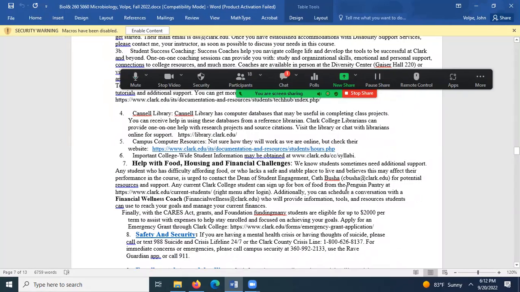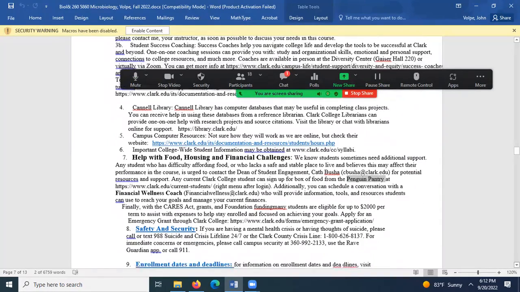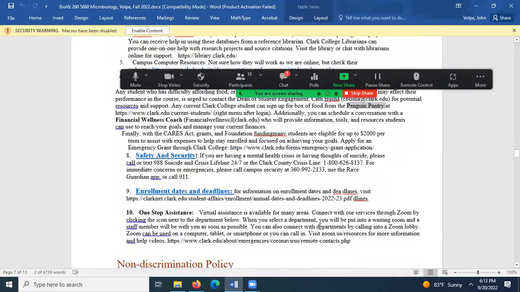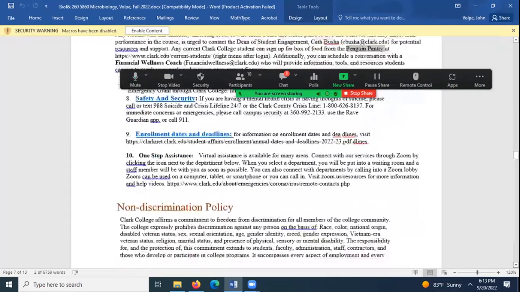Let me put a plug for the Penguin Pantry. You just go to the Penguin Pantry and pick up food. I don't know how that works, but you pick up a box of food. Safety and security, like if you're very late on campus, you can call campus security and have them walk you to your car. A link for enrollment dates and deadlines. You can go there, like if you're thinking about dropping the class, find out when the drop date is.